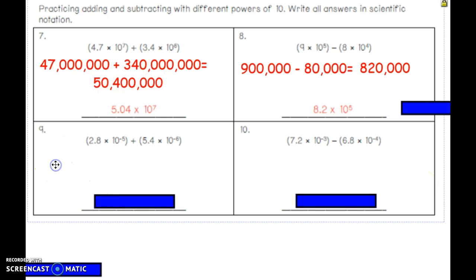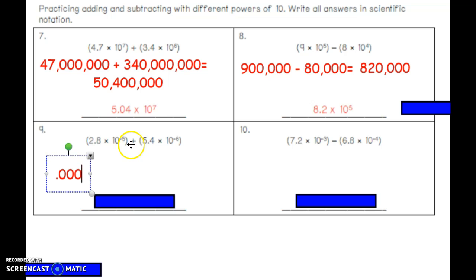This next one is going to make sure that we remember how to use our negative exponents. This one has us multiplying by 10 to the negative 5, so we're moving in the negative direction 5 places. That means we have room for 4 zeros, and then we have to have our 28. We are adding to this 1, 2, 3, 4, 5, 6 place values over, if that says times 10 to the negative 6, like I think it does.